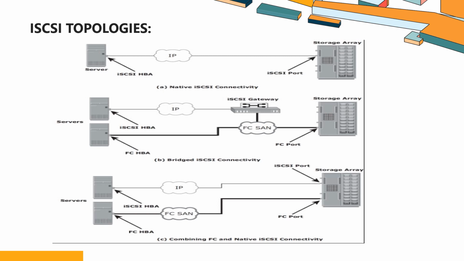Combining FC and native iSCSI connectivity. The most common topology is a combination of FC and native iSCSI. Typically, a storage array comes with both FC and iSCSI ports that enable iSCSI and FC connectivity in the same environment, as shown in the figure.